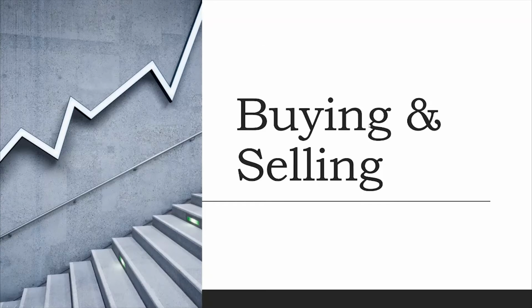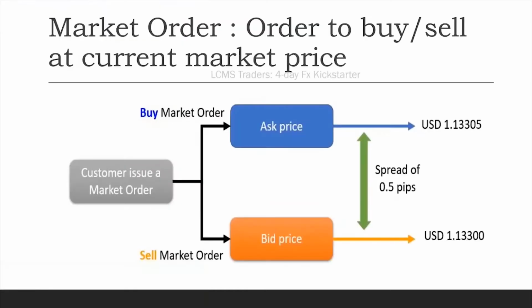Okay, and we're back. So we're talking about the buying and selling of currency pairs, how to enter the market, the different ways that you can enter into the market. So first one that a lot of people do, and I do personally, is the market order. Where you put an order to buy or sell at the current market price. So it enters the trade immediately for you.